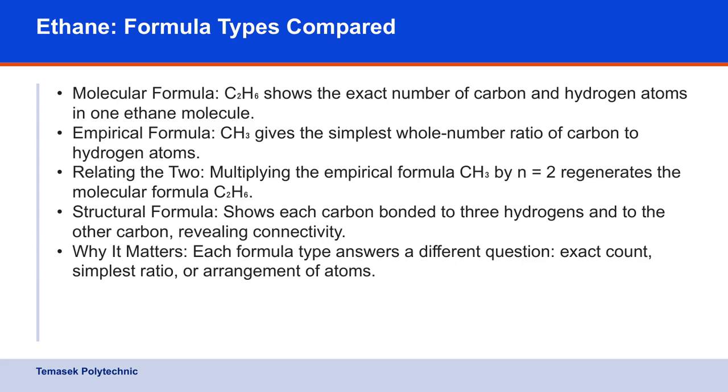The molecular formula, C2H6, tells you the exact count, 2 carbon atoms and 6 hydrogen atoms in one molecule. The empirical formula, CH3, strips that down to the simplest whole number ratio. Notice that multiplying CH3 by 2 brings you right back to C2H6, which is how these 2 formulas always relate. The structural formula goes further. It shows you how atoms are actually bonded, each carbon connected to 3 hydrogens and to each other.